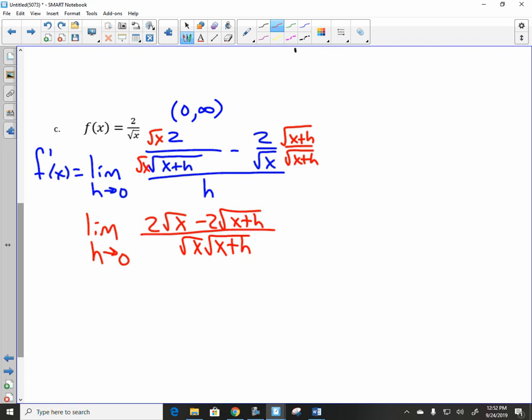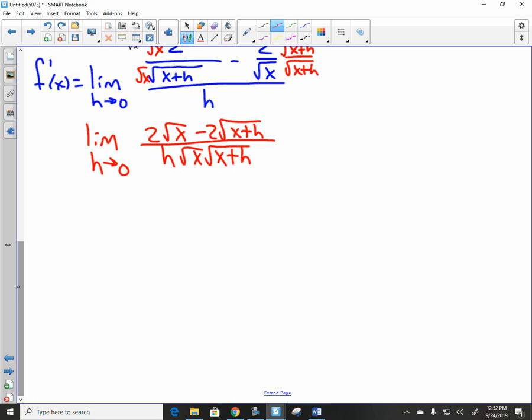Everybody agree I'm just going to have an h in the denominator? That's not too bad, huh? A lot of square roots, huh? Because now, what do we got to do? Conjugate. Yeah, this is where the square roots start to hurt your brain a little bit.